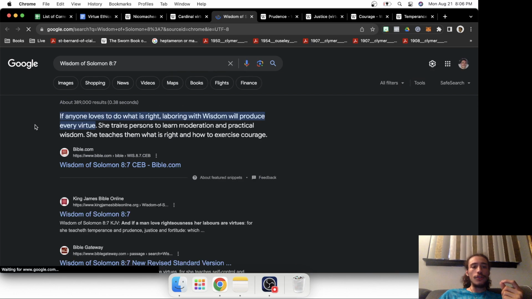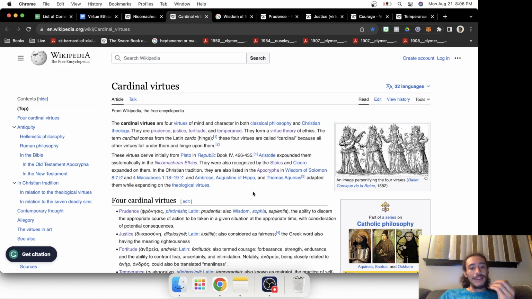If anyone loves to do what is right, laboring with wisdom will produce every virtue. She trains to learn moderation and practical wisdom. She teaches what is right and how to exercise courage. And if a man loves righteousness, her labors are virtues. If you love wisdom and righteousness, that virtue is it.